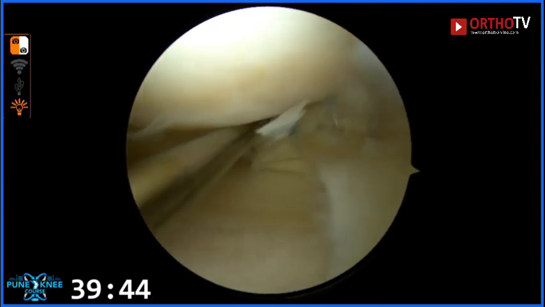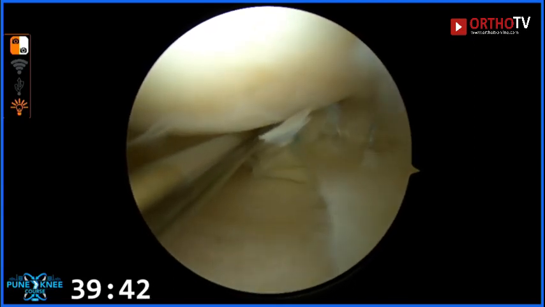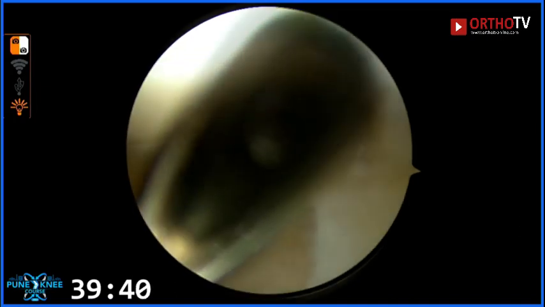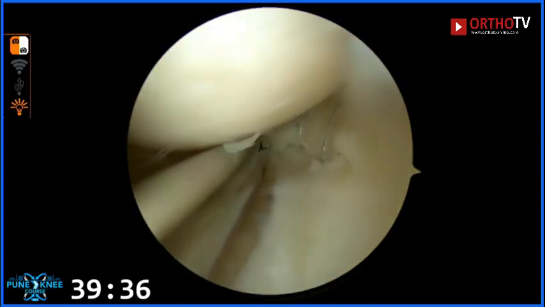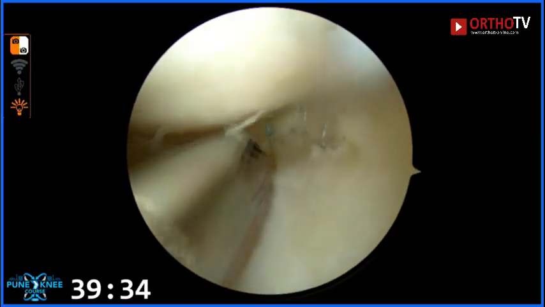Okay, so when we went in, it was a flap that was from the body of the meniscus all the way to the posterior horn, just almost adjacent to the root.